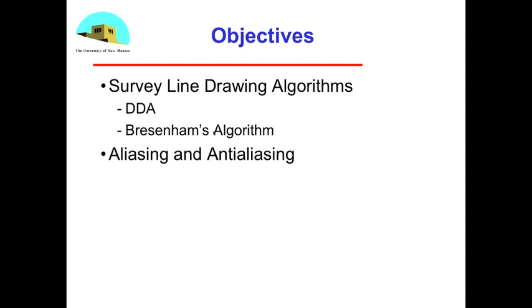Then we'll use that and turn to looking at how we can extend these ideas to polygons. And at the very end, I'll talk a little bit again about aliasing and anti-aliasing. We've already talked some about that, but we'll come back to that.